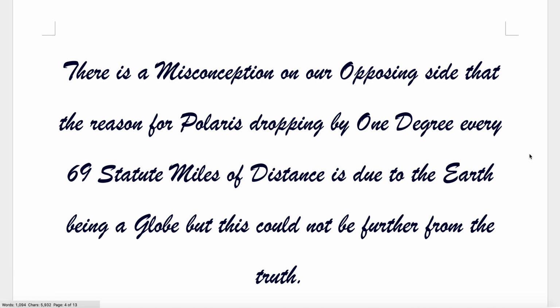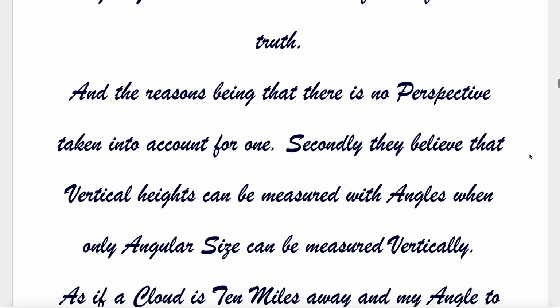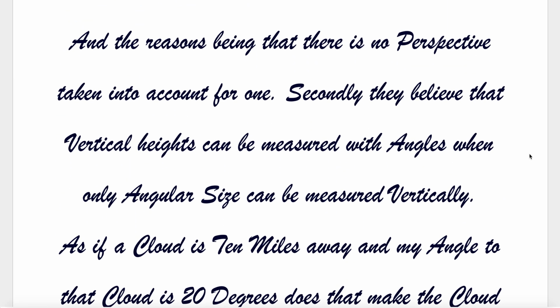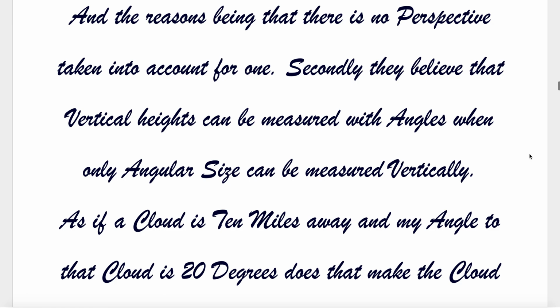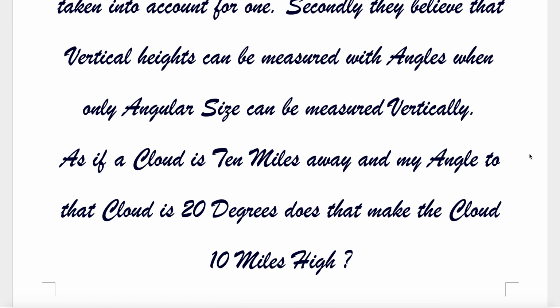There is a misconception on our opposing side that the reason for Polaris dropping by 1 degree every 69 statute miles of distance is due to the Earth being a globe, but this could not be further from the truth. The reason being that there is no perspective taken into account, for one. Secondly, they believe that vertical heights can be measured with angles, when only angular size can be measured vertically. If a cloud is 10 miles away and my angle to that cloud is 20 degrees, does that make the cloud 10 miles high?